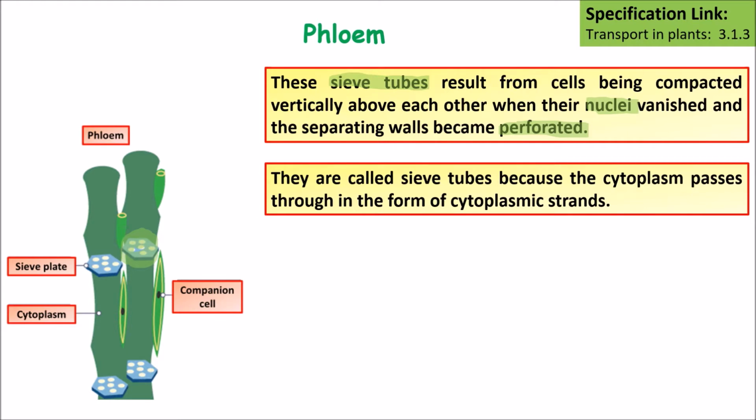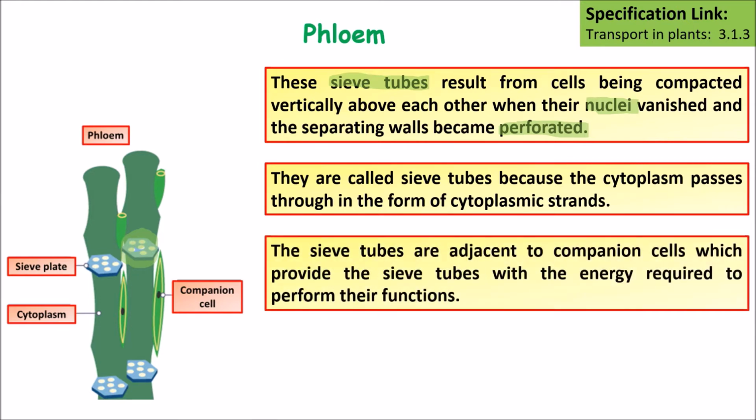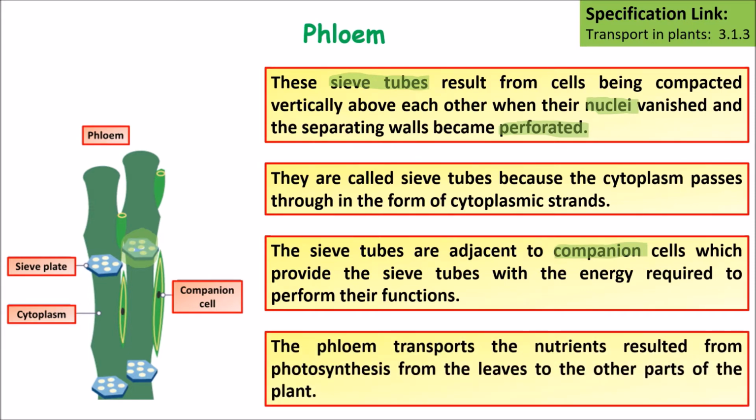They're called sieve tubes because the cytoplasm passes through in the form of cytoplasmic strands. The sieve tubes are adjacent to companion cells, which provide the sieve tubes with the energy required to perform their function, because they've got no organelles and no nuclei of their own. The phloem transports nutrients resulting from photosynthesis in the leaves to other parts of the plant, maybe from the leaves all the way down to the roots.